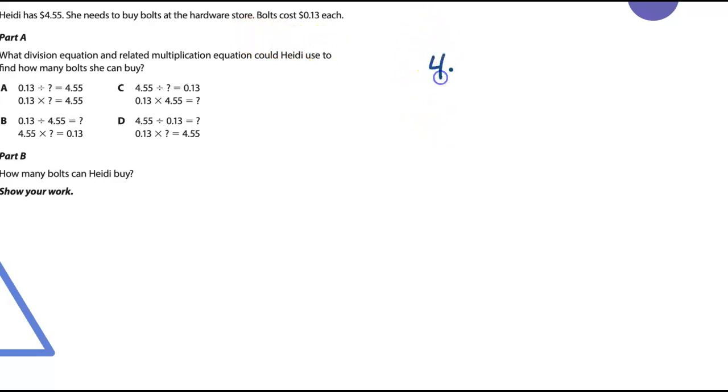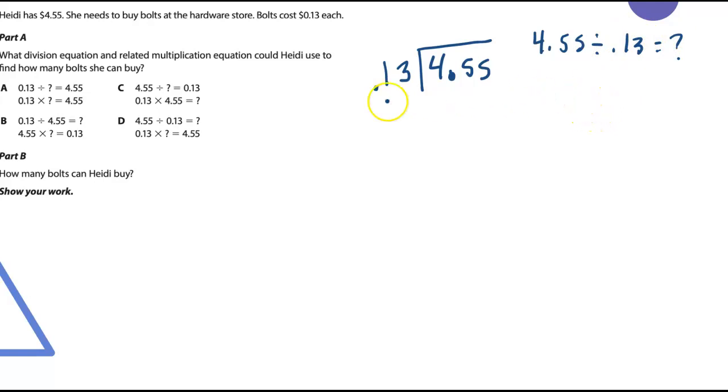So $4.55, that's how much each bolt cost. I mean, that's how much she has. And each bolt costs 13 cents. So we want to see how many times 13 can go into $4.55. So my problem would be $4.55 divided by 13 cents equals what? Then a process of elimination, you can figure this answer out. I'm looking for $4.55 divided by 13, and I see right here that it would be D.